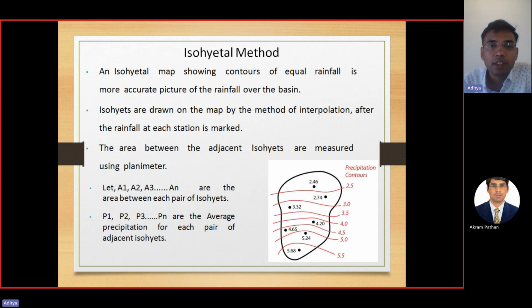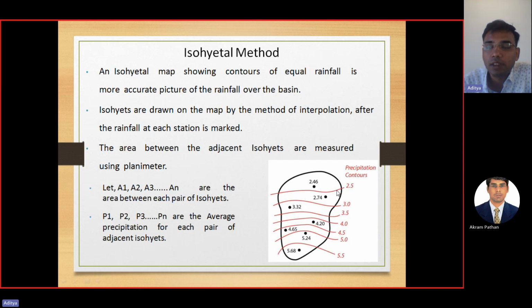Then the most important one is the isohyet. Isohyets are nothing but contours of equal precipitation, or lines of equal precipitation. An isohyet map showing contours of equal rainfall gives a more accurate picture of rainfall over the basin. Isohyets are drawn on a map by the method of interpolation after the rainfall at each station is known.